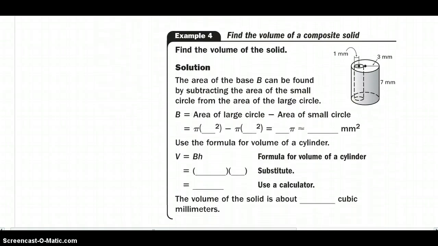So continuing on with that, find the volume of the solid. The area of the base can be found by subtracting the area of the small circle from the area of the large circle. So they have given us our big B equation down here. So the area of the large circle has a radius of 3, so we're going to just solve our pi r squared for that. So our large circle minus our small circle, which has a radius of 1, will be 8 pi, which is approximately 25.13.